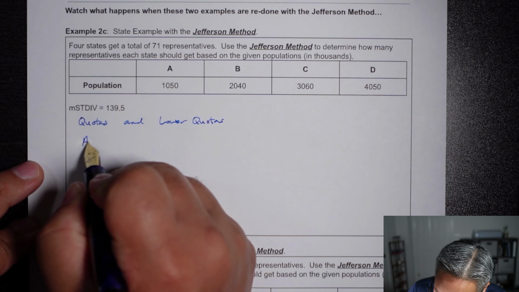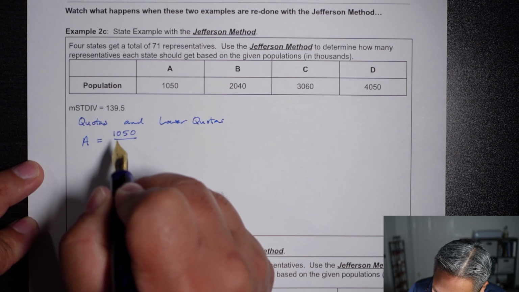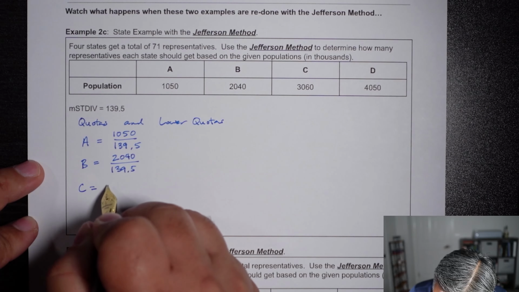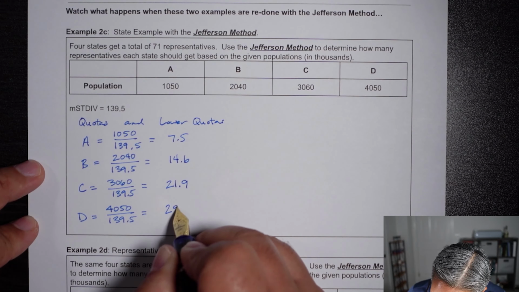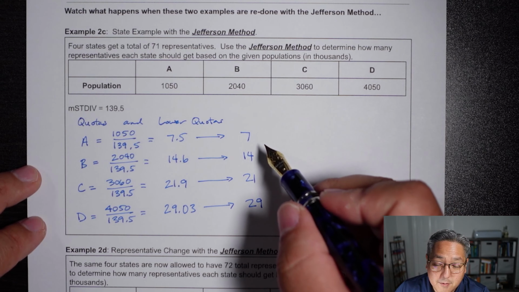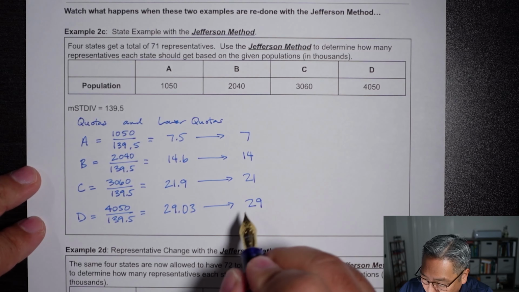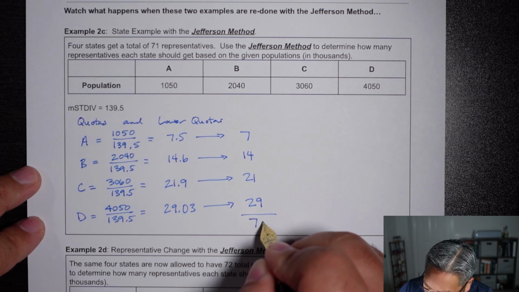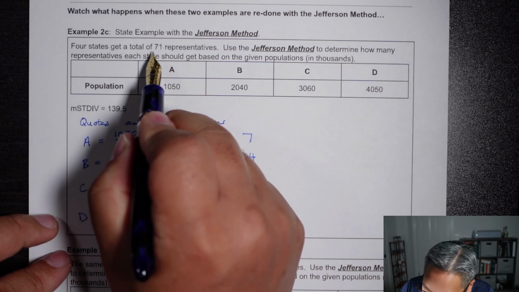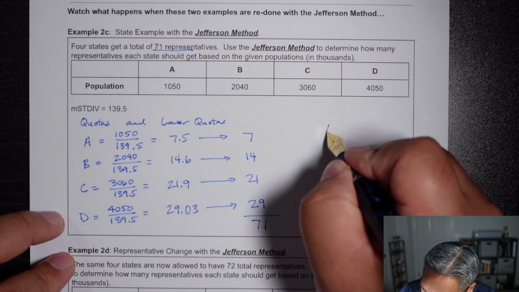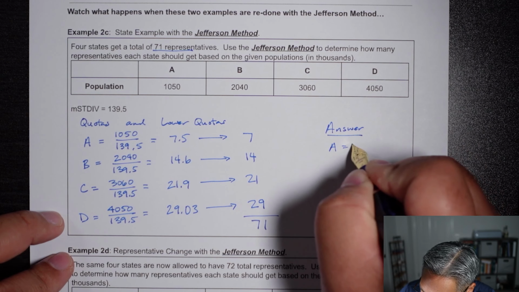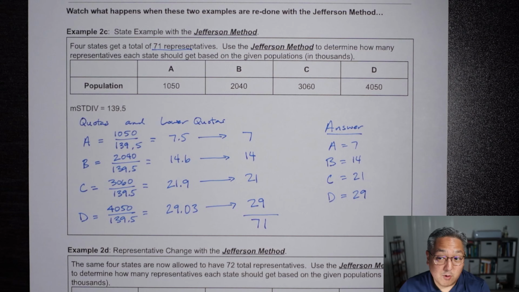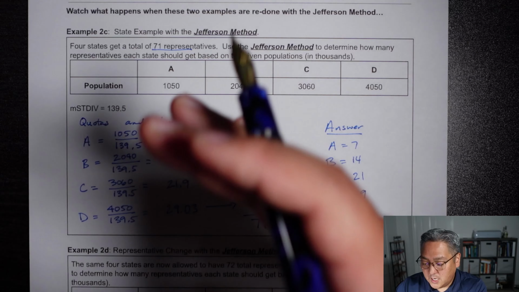So for state A, we're going to take our population, 1050, divided by our 139.5. And I'm going to go ahead and go through all of these. Okay, so once I go through, do my calculations, and chop off all my decimal parts, I get my whole number parts. I'll double check: 29 plus 21, that's 50, 64, 71. We have a total of 71 reps, so it worked out. We used all 71 representatives that we initially started with, and so this means that our answer is the apportionment: state A gets 7 reps, state B gets 14 reps, state C gets 21 reps, and state D gets 29 reps. So we're keeping track of the result in this particular scenario when we have 71 representatives.